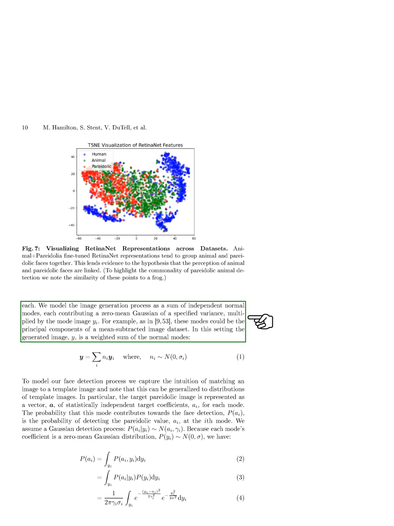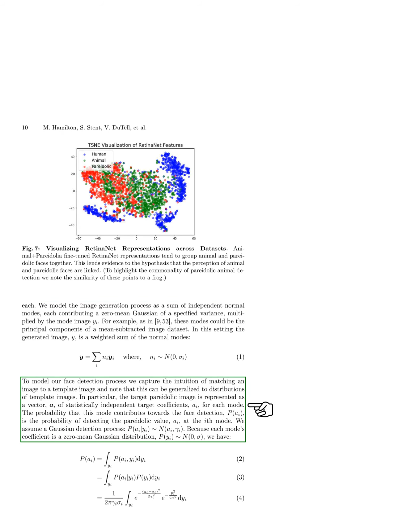We represent the image generation as a sum of independent normal distributions, each contributing a zero mean Gaussian with a specific variance, multiplied by a mode image. The generated image is a weighted sum of these modes. In our face detection process, we conceptualize matching an image to a template and generalize this to distributions of template images. The target pareidolic image is represented as a vector of independent coefficients. The probability of detecting a pareidolic value at each mode follows a Gaussian distribution.